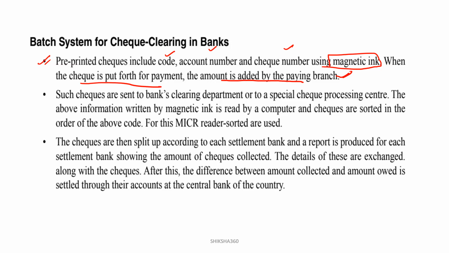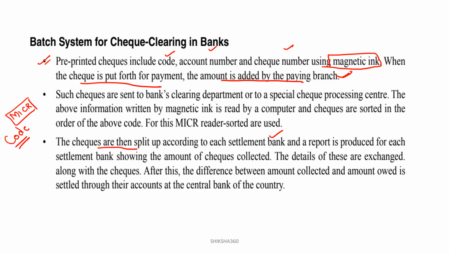As per the code or as per the processor, a micro reader sorter is to be used. Clear? In the check processing system, the micro code is used. So the checks are then split according to each settlement bank, which is identified from the micro code. Basically, which bank the check belongs to.